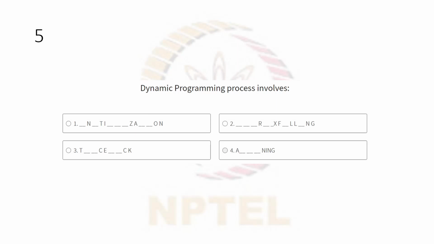So the next question is a fill in the blank kind of question. Dynamic programming involves, so you have to mention what could be the first word, second word, third word and the fourth one. These are the steps in dynamic programming that we discussed. You have to fill in all four answers here. What will be the first one, the second one, the third one, and the fourth?